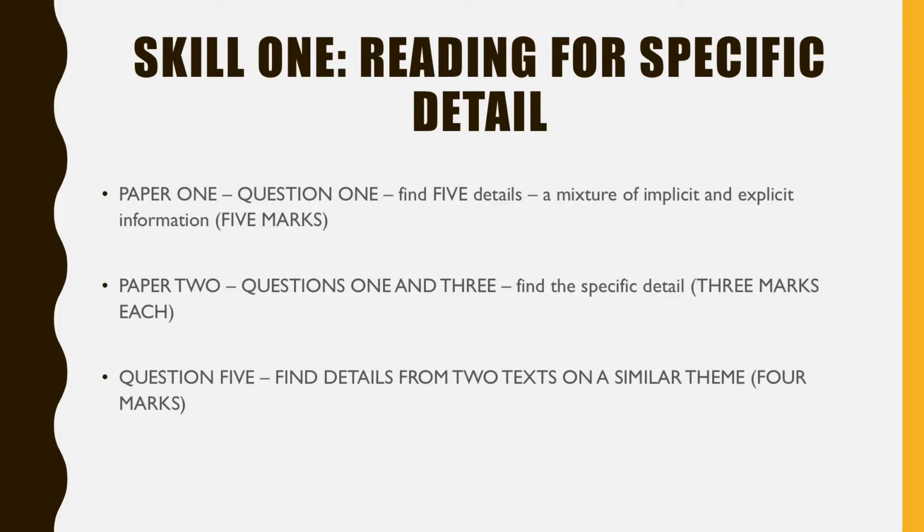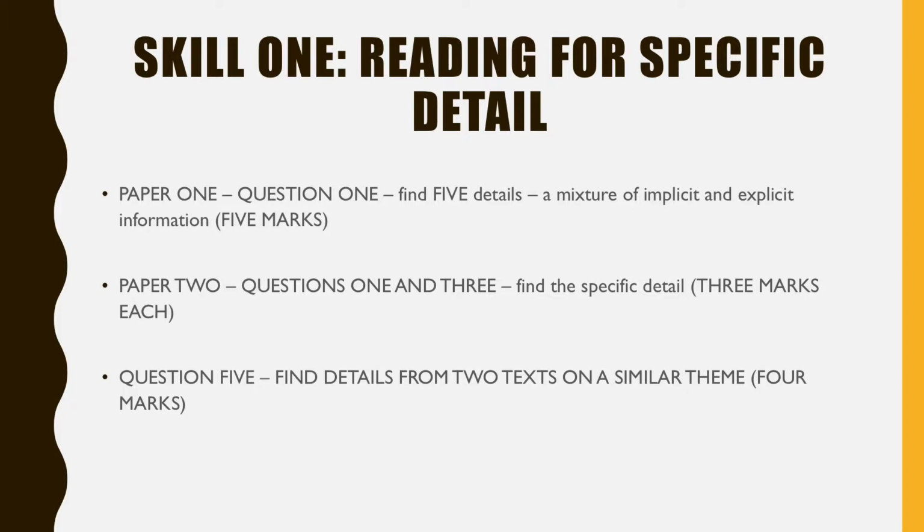In paper 2, questions 1 and 3 are very straightforward: find the specific detail, and 3 marks for each question. And then question 5 is about finding details from 2 different texts on a similar theme, and that's 4 marks. So in total, there are 15 marks available across the 2 papers just for reading for specific detail. If you can get these ideas right, it gives you a really good chance to stack up some points early on in the exam.